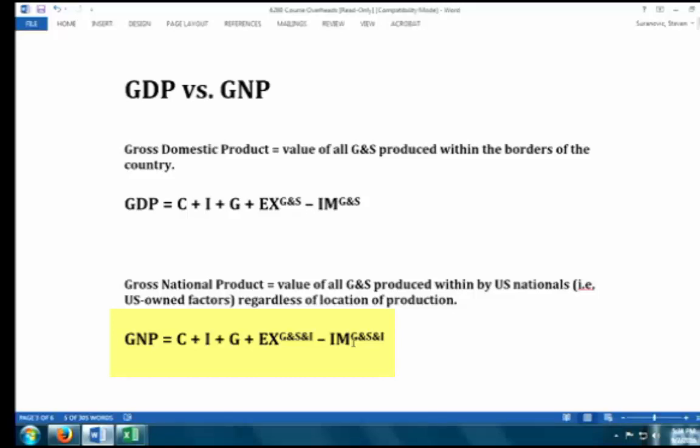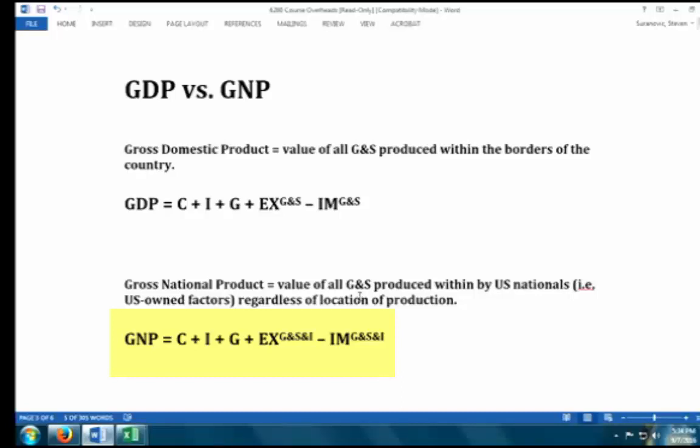Now, which do you think is more important if we're trying to get at, say, a measure of well-being of citizens within a particular country? Probably GNP, right? Because we're measuring that income earned by the country's nationals. Doesn't matter where they're earning it. They're earning income. They're making money. That would be a measure of well-being for the people. But we don't report GNP. We report GDP largely by convention.